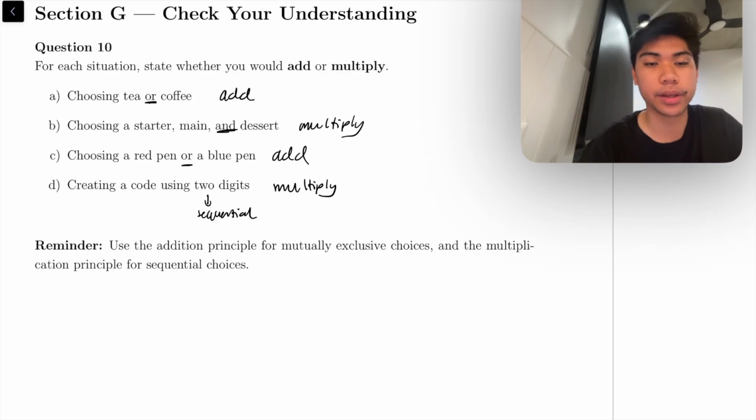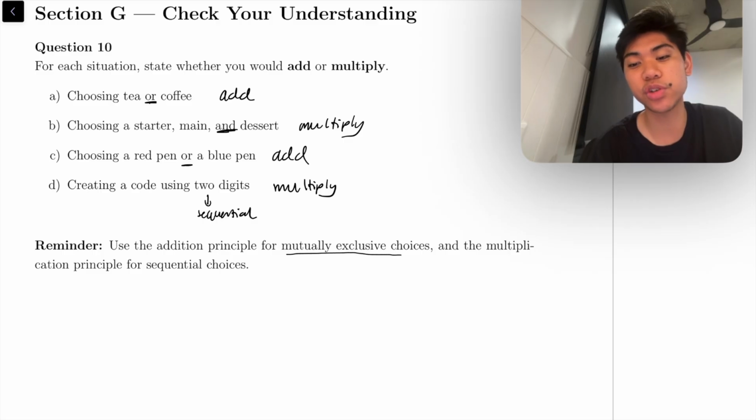Okay, so just a summary reminder, use the addition principle for mutually exclusive choices and the multiplication principle for sequential choices. Okay, so that's all you really need to know for this topic, and I hope this helps.